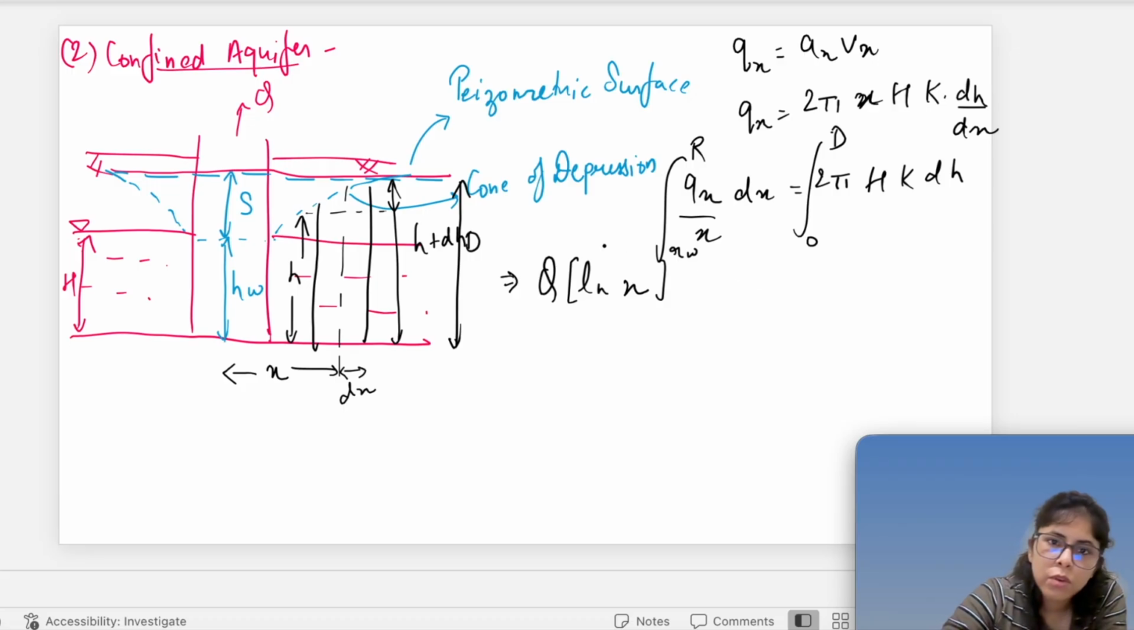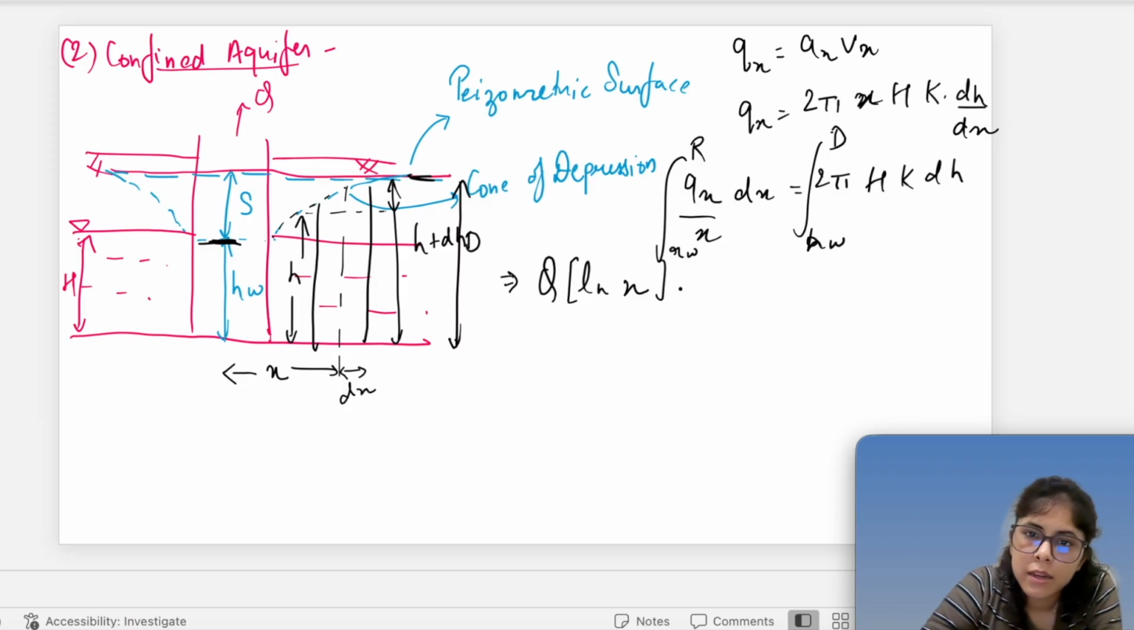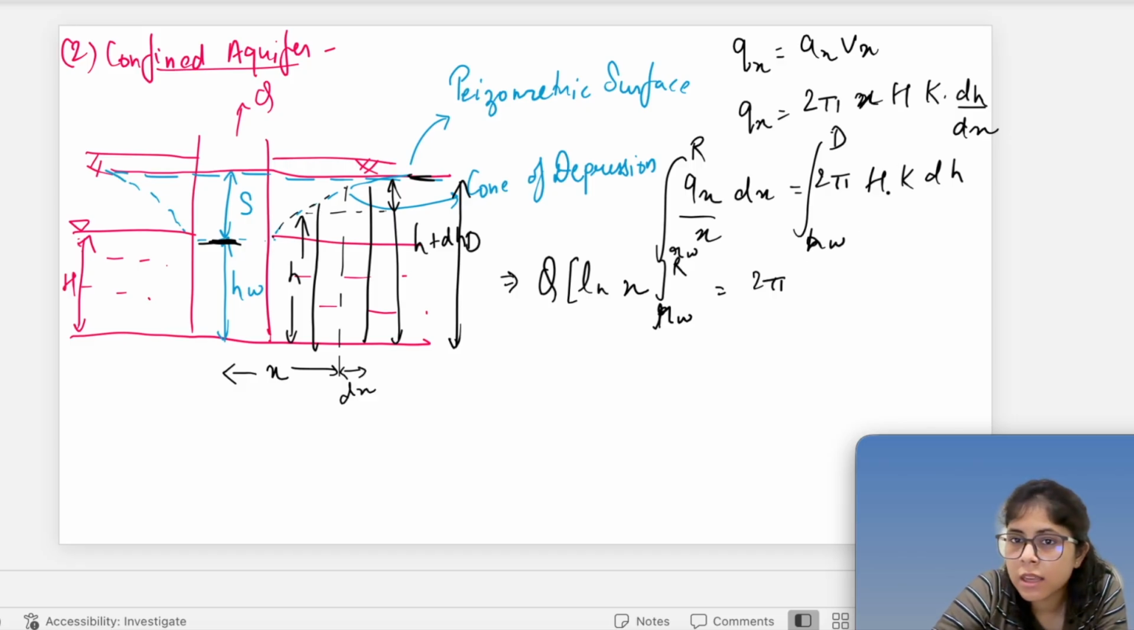Not 0, right? We have this cone of depression. So the bottom height is hw and the top height is D, so it's hw to D, right? Now ln will be from rw to capital R, and this will be 2 pi, but see the k here is constant, so it will go out.